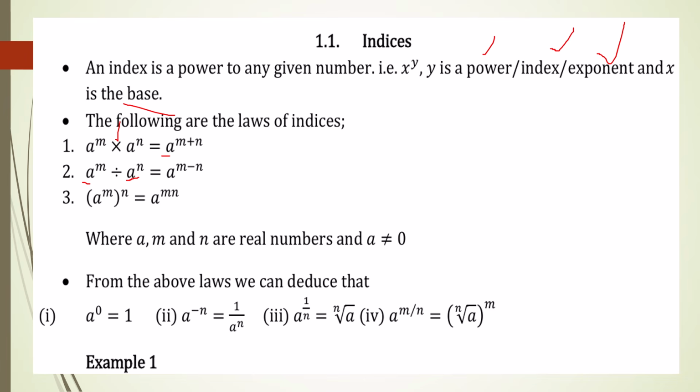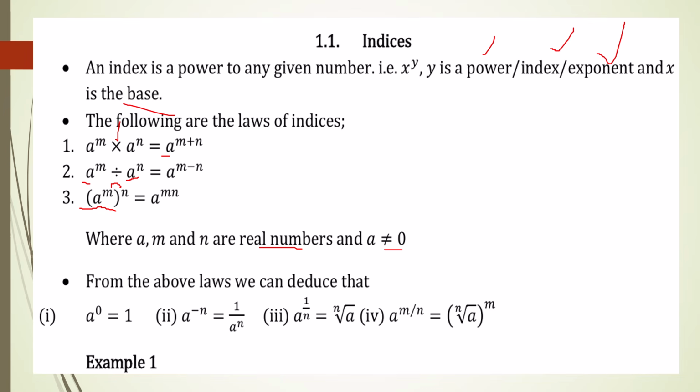And if you have powers of powers in this format, the powers just multiply each other. So (a^m)^n is the same as a to the power of the product of m and n, where m and n are real numbers, but a should not be equal to 0.